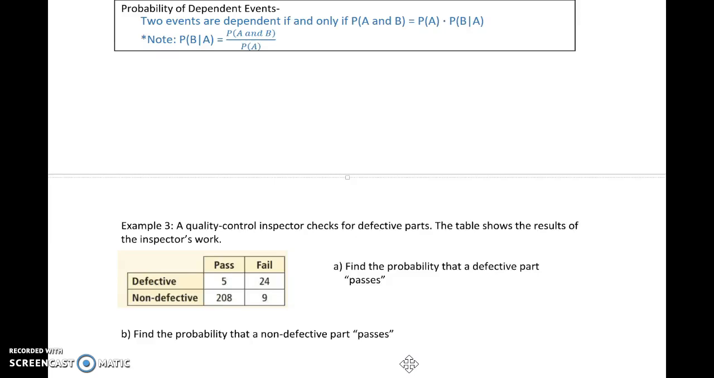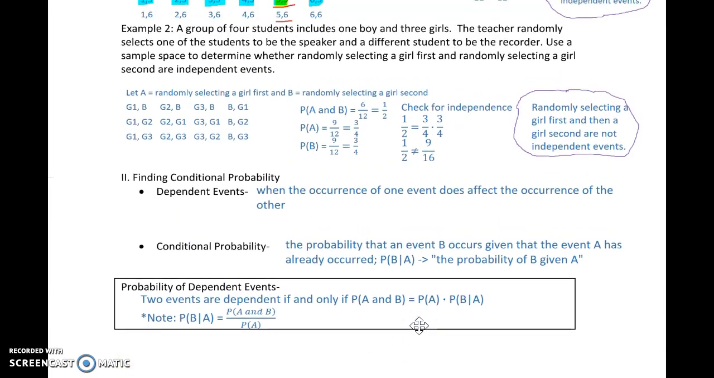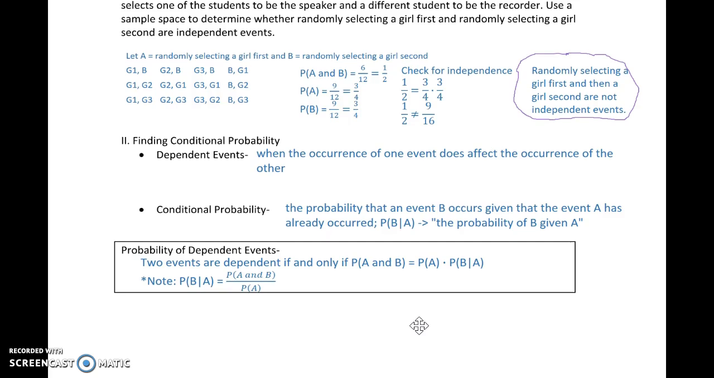Let's go ahead and stop here and we'll finish the rest of these examples in class. If you have any questions about independent or any of the vocabulary here for dependent and conditional, come back and ask, and then we'll wrap up the rest of the examples and hopefully make probability a little bit clearer together in class. Thanks for listening.